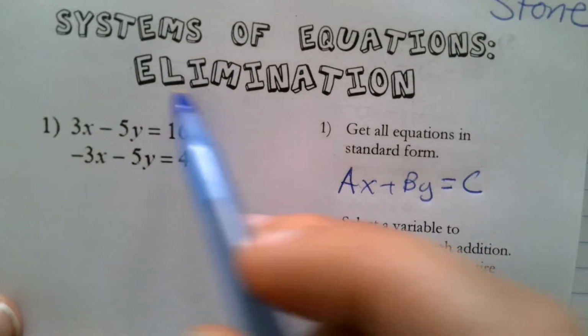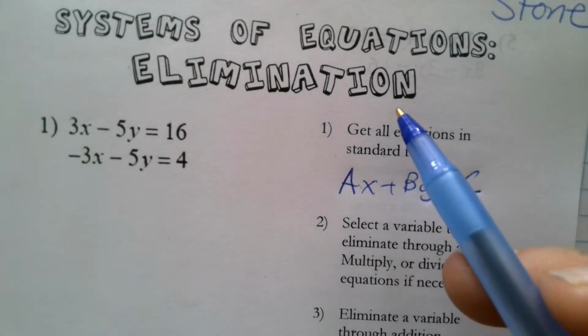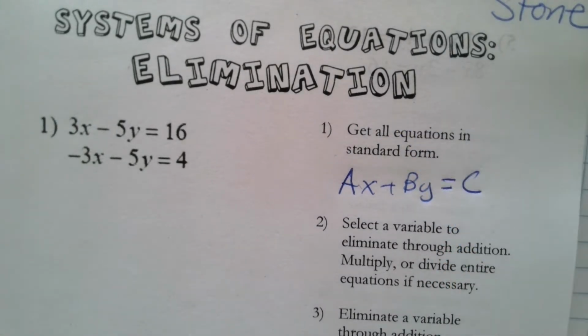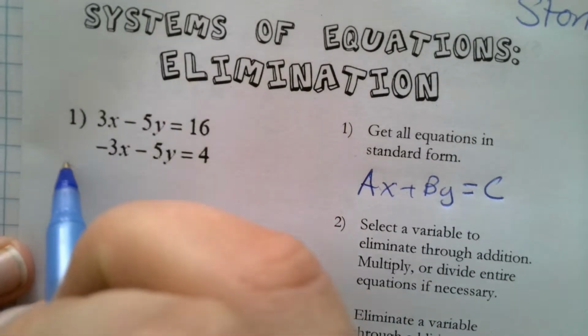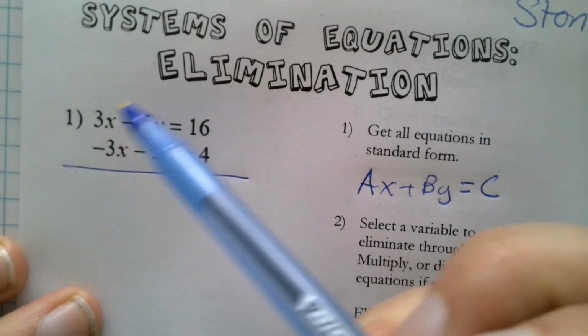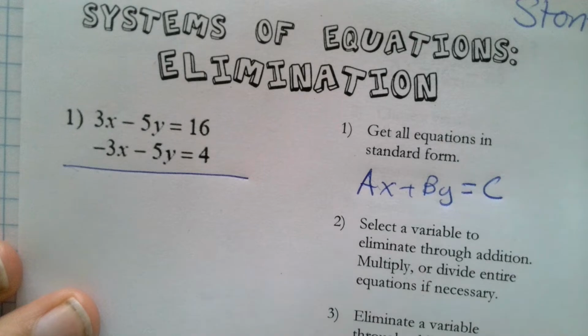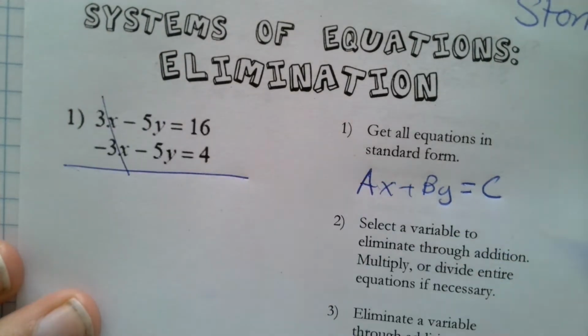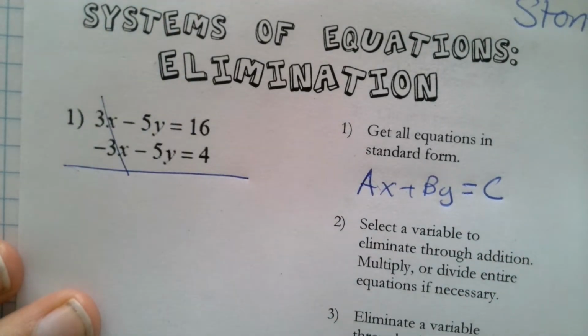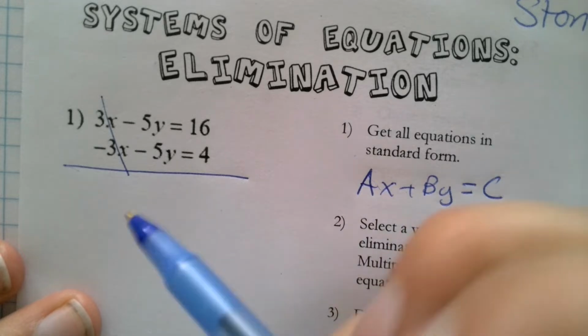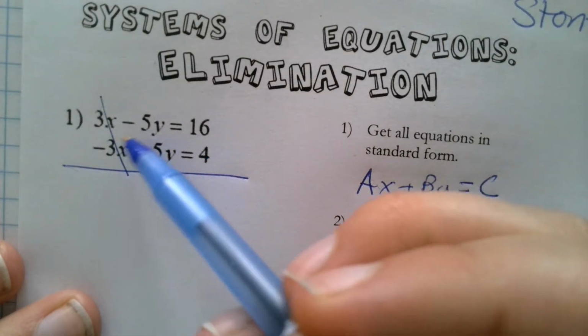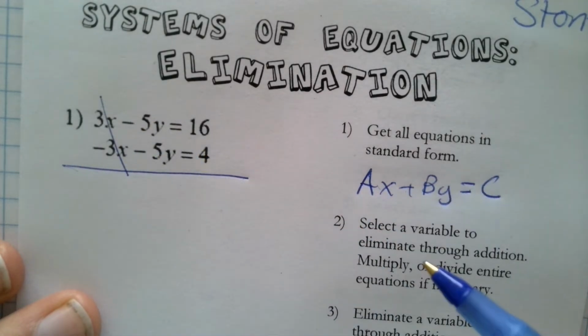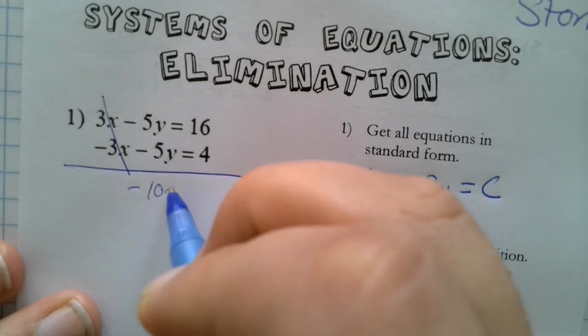What does elimination mean? In real life, what does it mean to eliminate something? Get rid of it. So in the elimination method, we're going to get rid of something. We're going to get rid of at least one variable at a time. So what happens if I just add these equations together? What is 3x take away 3x? See how those cross out? We've eliminated x. How many y's would we have? Negative 5y, negative 5y. Negative 10y.